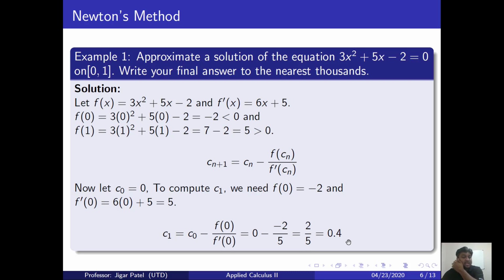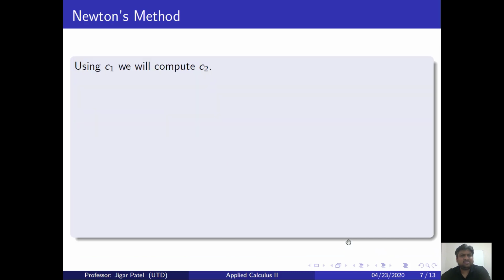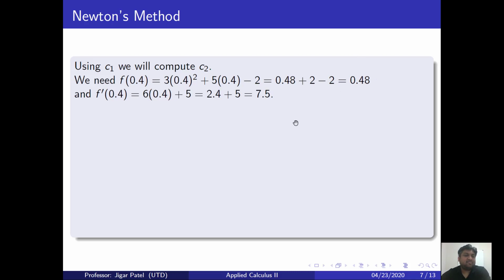If I want to calculate C2 using C1, then I need f at C1 and f prime at C1 to be evaluated. Let's do that computation. Look, f at C1, f at 0.4: 3 times 0.4 square plus 5 times 0.4 minus 2. I get 0.48 plus 2 minus 2, that's going to be 0.48. F prime at 0.4 is going to be 6 times 0.4 plus 5. It's 2.4 plus 5, looks like it's 7.4.